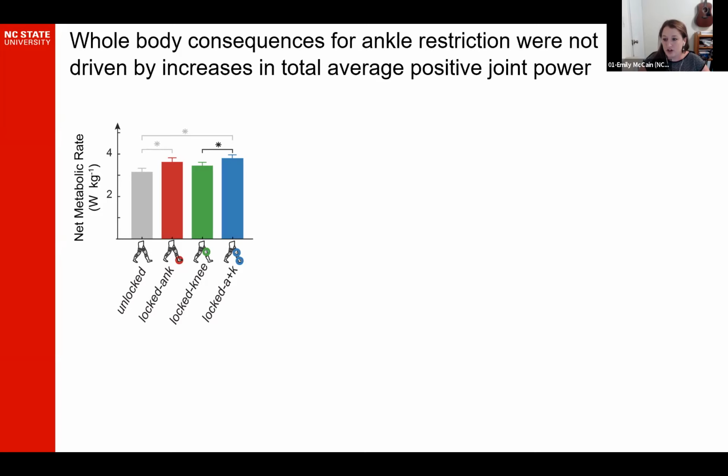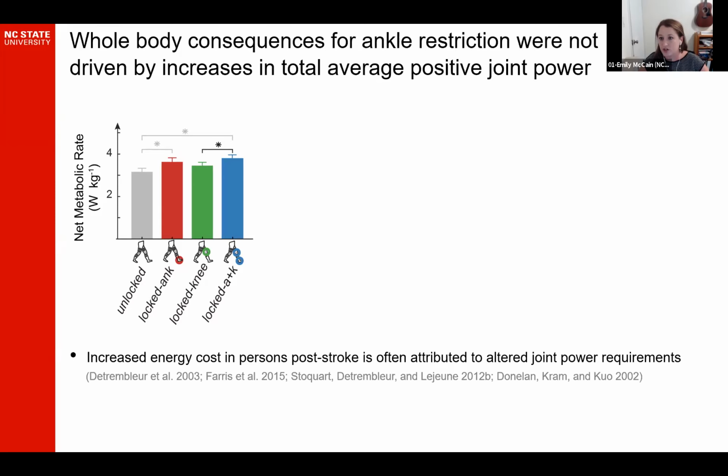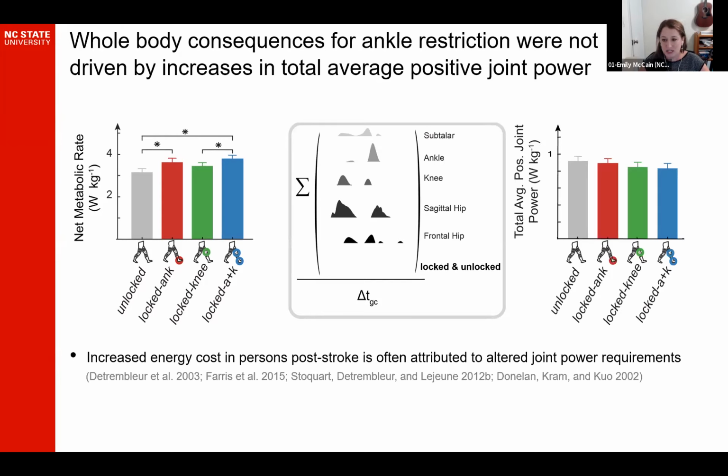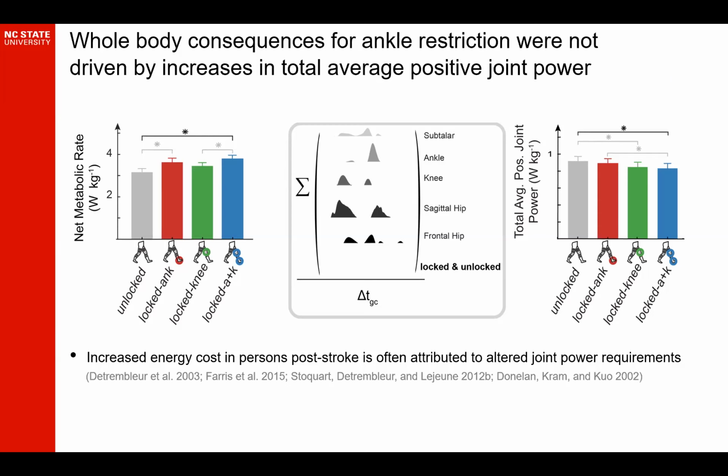In post-stroke literature, energetic increases are often attributed to increased total average positive joint power. And we calculated this from time-varying joint power curves from both limbs and found that while metabolic cost tended to increase in the locked conditions, average positive joint power tended to decrease. In fact, in the condition where the ankle and knee were simultaneously locked, we found that metabolic rate increased significantly, while total average positive joint power decreased significantly.